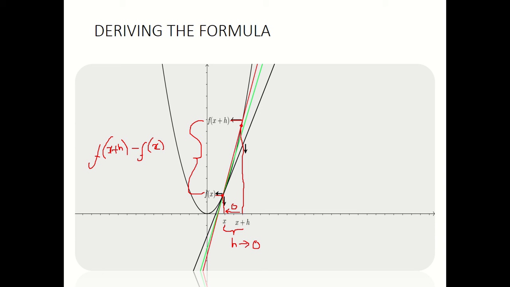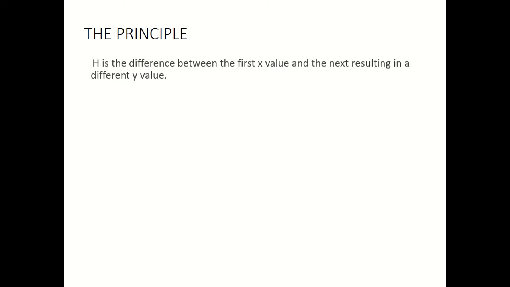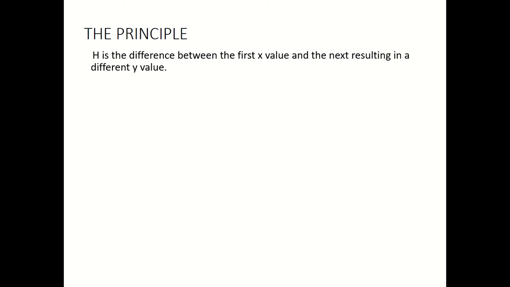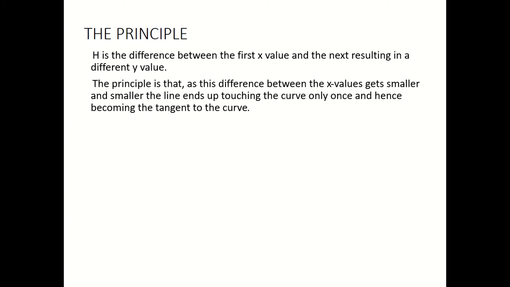Please note that we are dealing with a parabola. The graph that we're given here is a parabola, and it becomes very difficult for us to find a gradient. It's easy to find the gradient of a straight line, but with finding the gradient of a parabola, you have to use this formula. Okay, now we call it the first principle. H is the difference between the x value and the next x value. Now the principle is that as this difference between x values gets smaller and smaller, the line ends up touching the curve only once, and hence becoming the tangent to the graph.